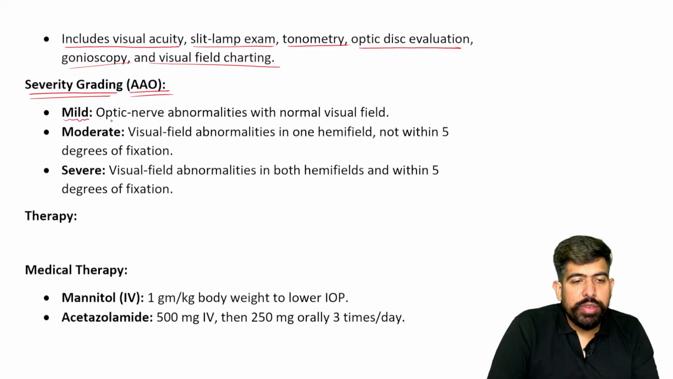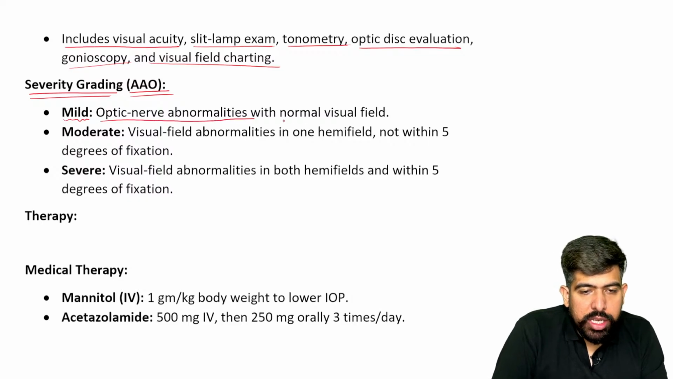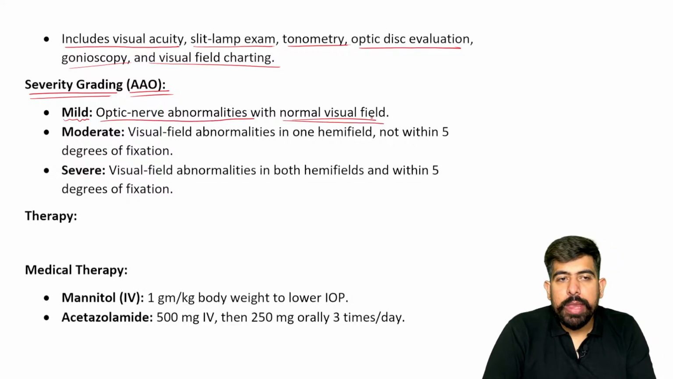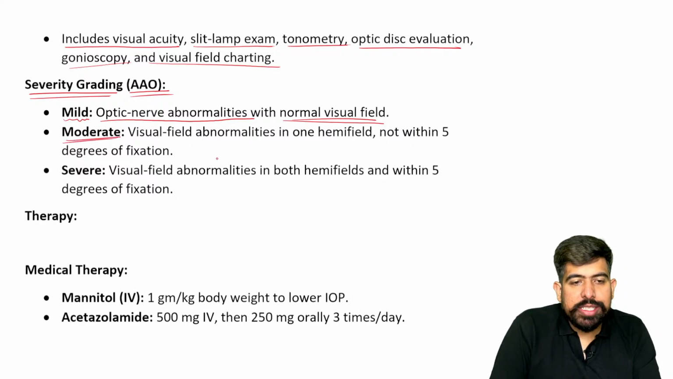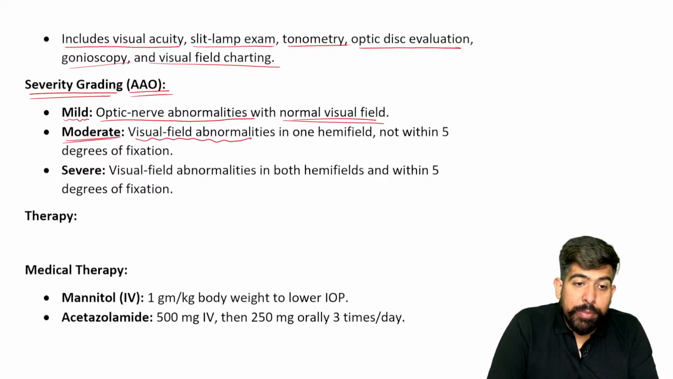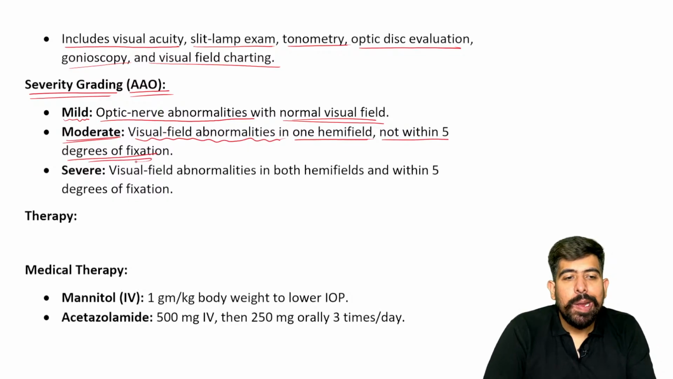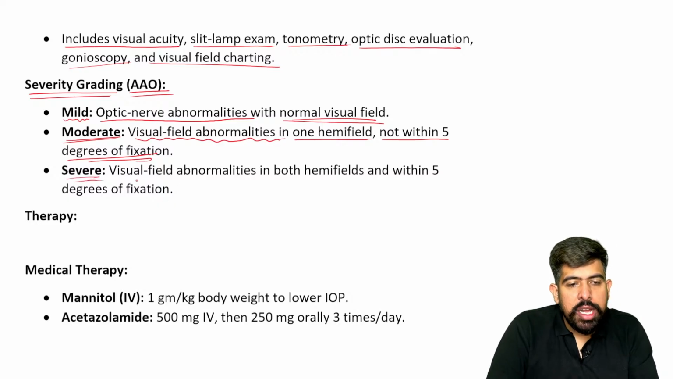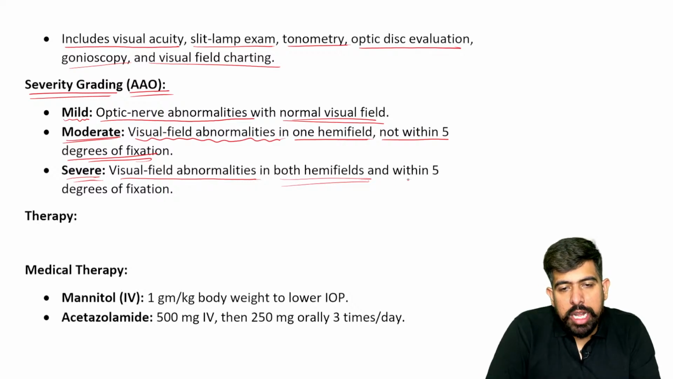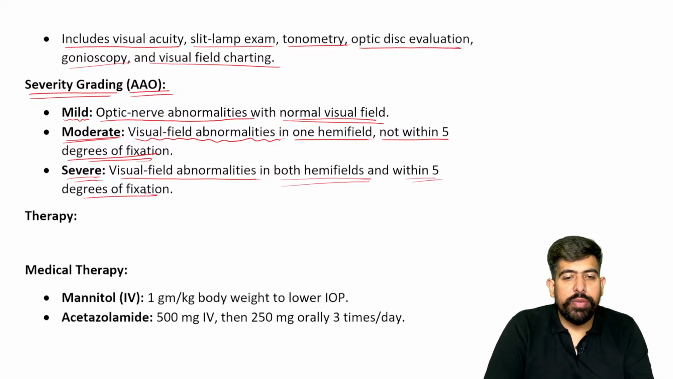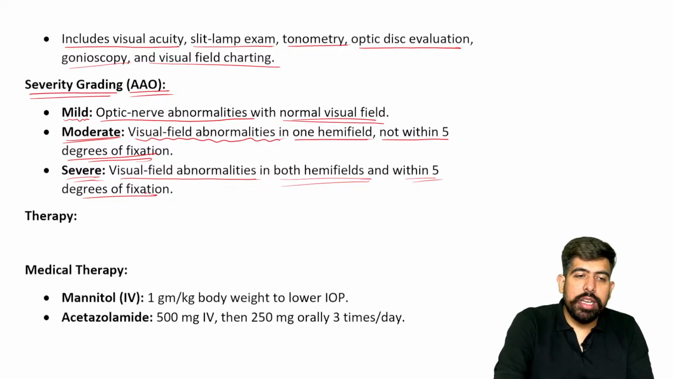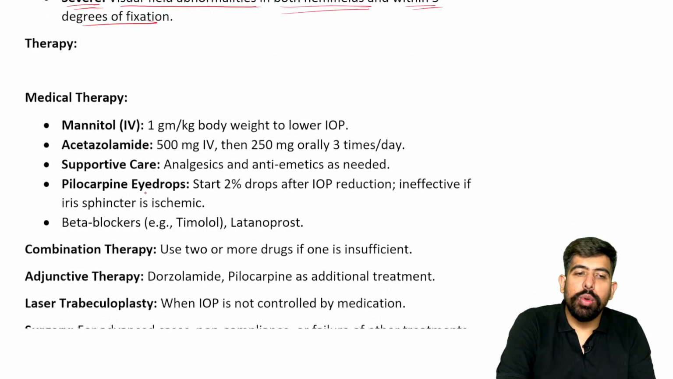Mild is when there are optic nerve abnormalities with a normal visual field. But what does moderate say? Moderate is when there are visual field abnormalities in one hemifield, not within 5 degrees of fixation. But if it is severe, there is a visual field abnormality in both hemifields, within 5 degrees of fixation. Please remember, that is known as the severe grading of your glaucoma.